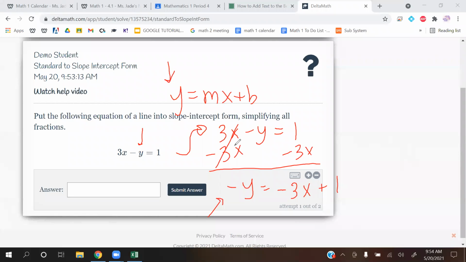So what I'm going to do is multiply everything by negative 1. So that flips the signs, essentially. I'm just going to flip the signs. So y positive now is equal to positive 3x. Now it's a minus 1. And then we're good to go. Y is equal to 3x minus 1.